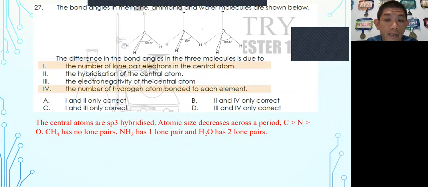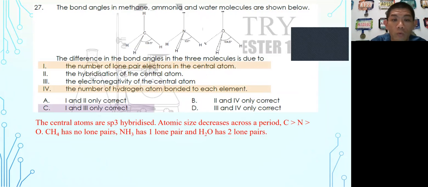So, no answer. But what I am trying to express to you is, if you want to see why the bond angle for these three are different, it's due to, number one, you have to depend on the number of lone pair electrons, and then number two, you have to look at the number of hydrogen atoms bonded to each element in here. If you have more hydrogen, then you have more bonding electrons. So when you have more bonding electrons, this will definitely influence their angle. So that is why number 4 is true. So 27, sorry, no answer.